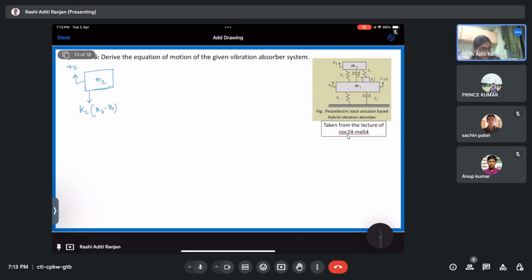Then over here, it is also experiencing an inertia force. Apart from that, there is also the presence of what? The presence of a force due to the piezoelectric actuator. See over here, this thing. This is my actuator.